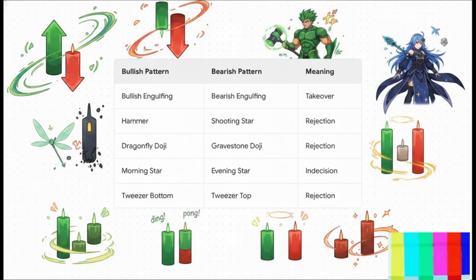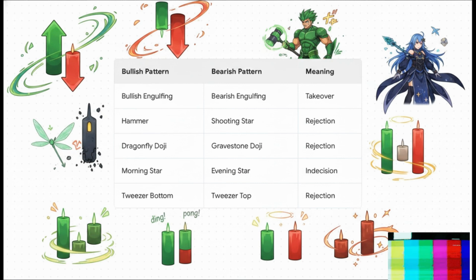Second, the hammer and shooting star. These are pure price rejection stories. A huge wick shows a sudden, violent reversal of highs or lows. Third, the dragonfly and gravestone doji. These are very similar to hammers, but the open and close are at the exact same level. This means indecision quickly turned into total, overwhelming rejection.